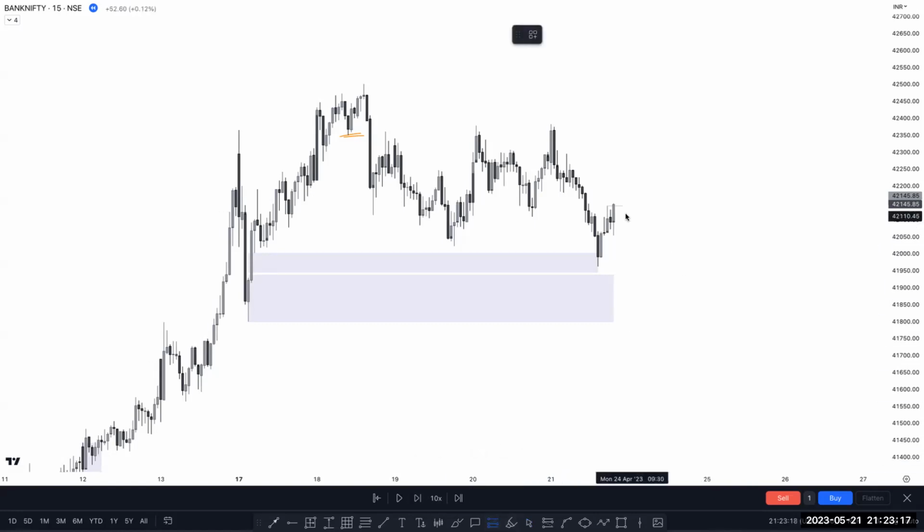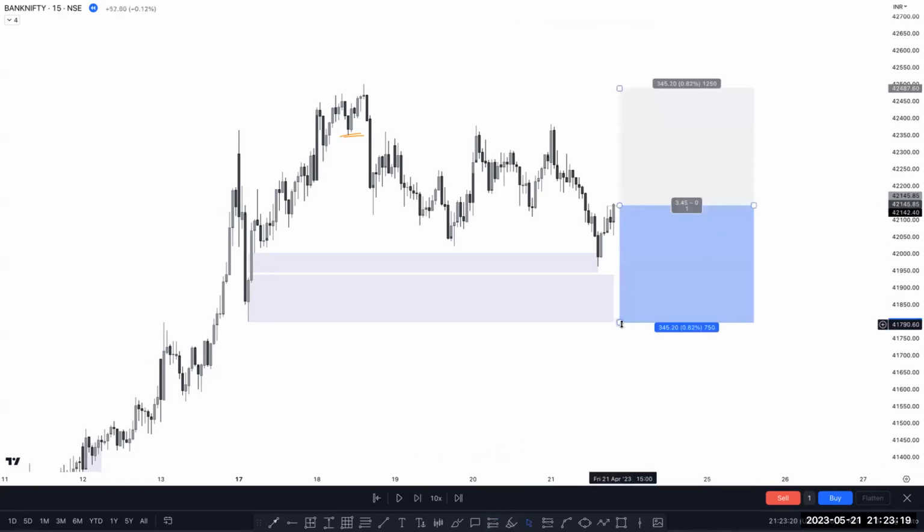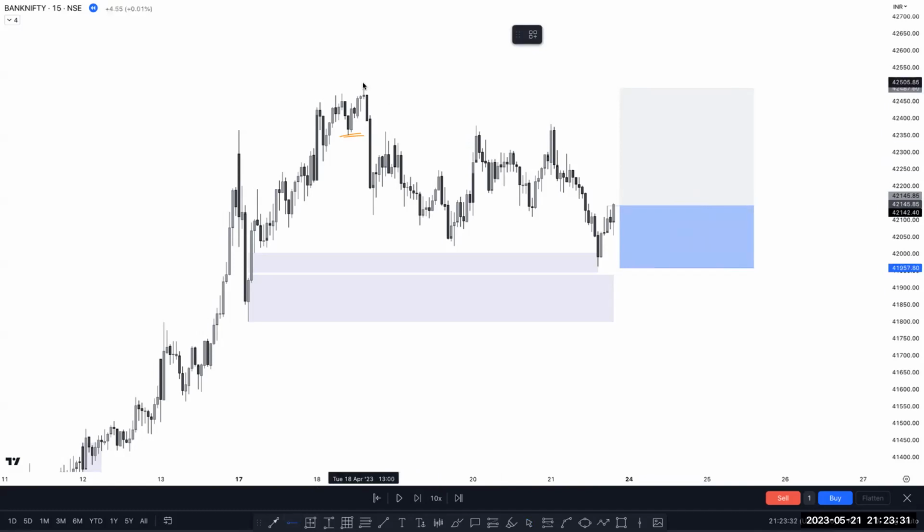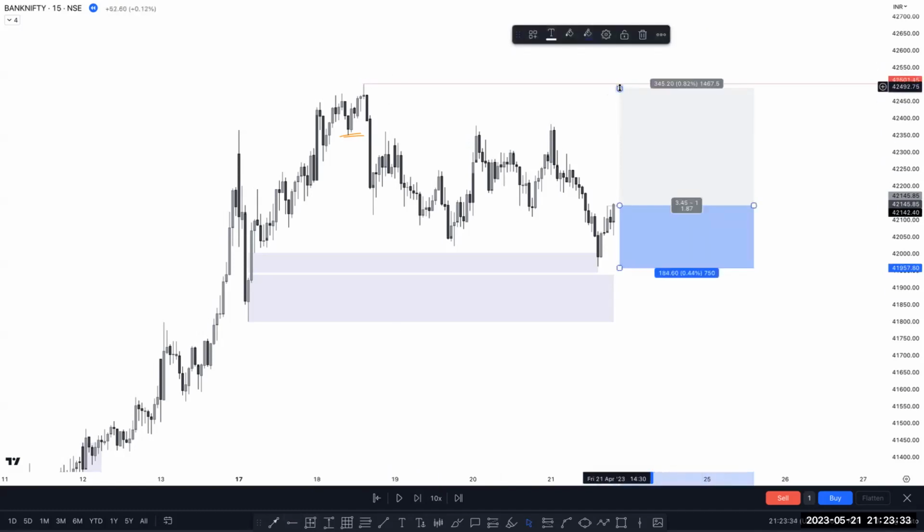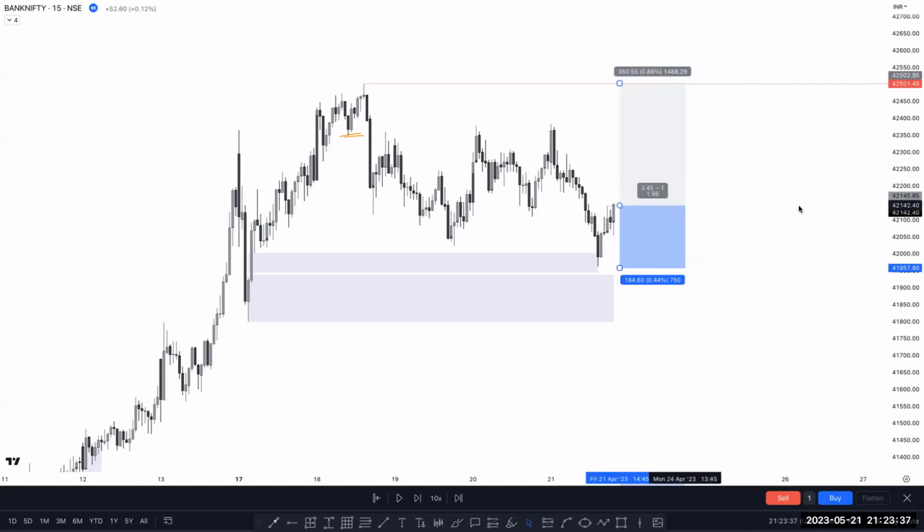And one more thing, if you wish to buy directly here, then you can also buy here, put the stop loss just below it as a refinement. And for safety purposes, you can put the stop loss just below it, right? And where is the target? Target is the previous swing high. This one is our target, like this.